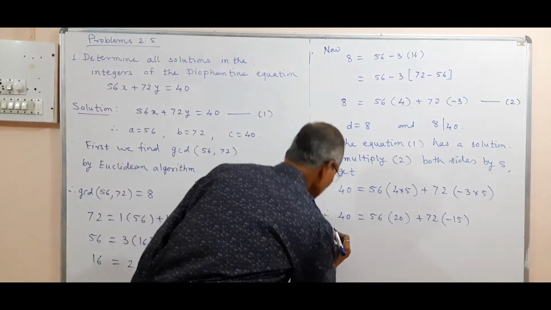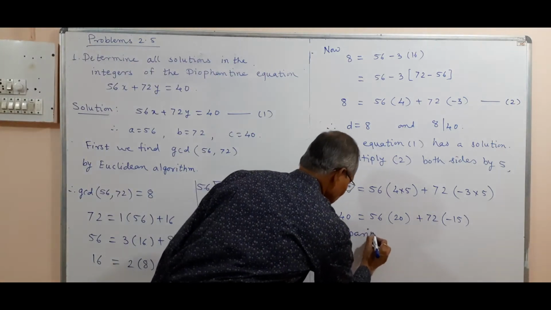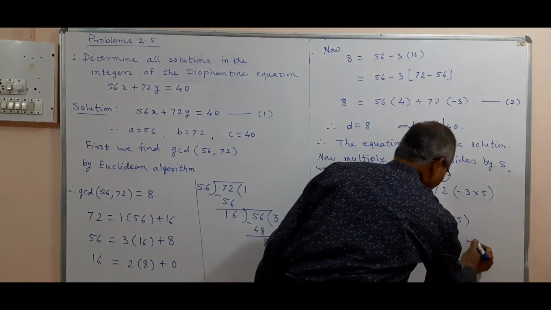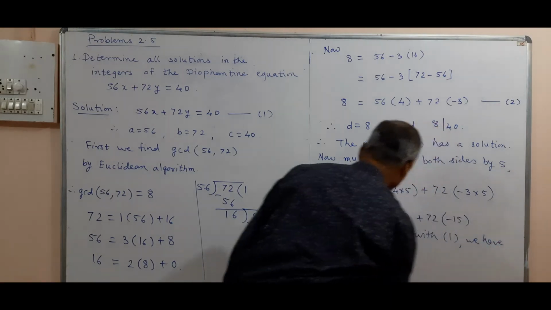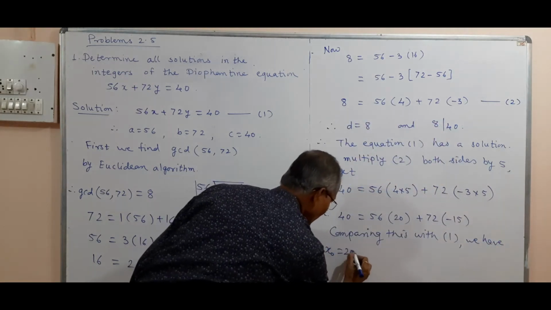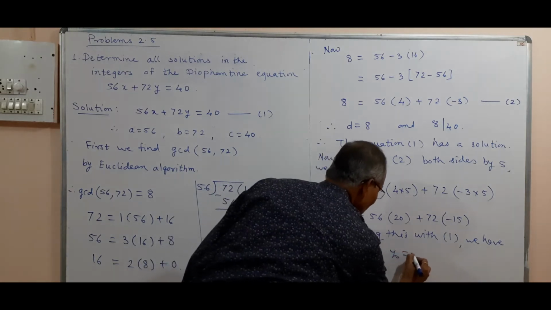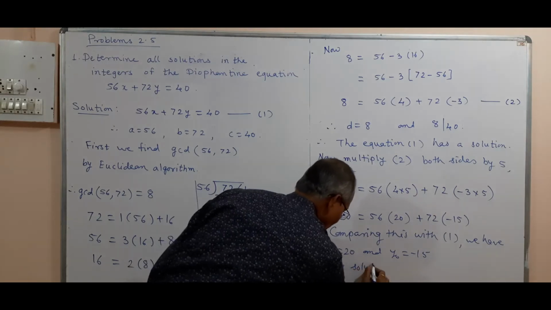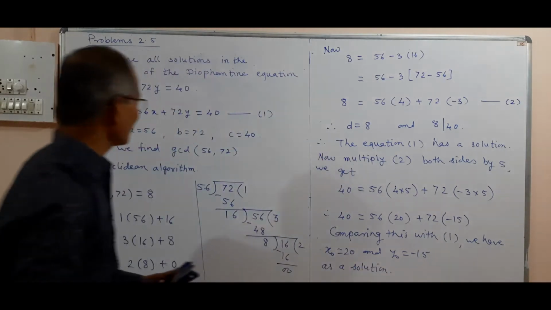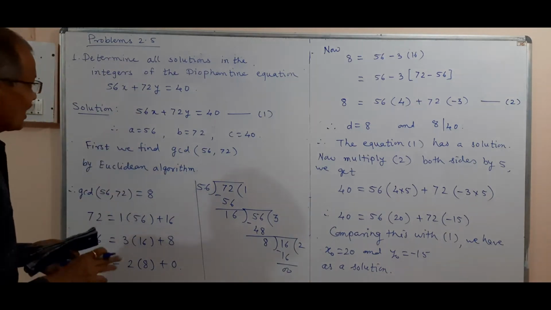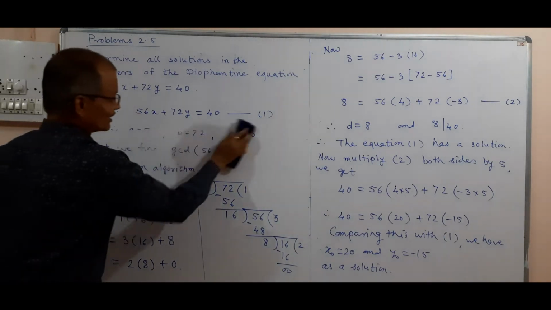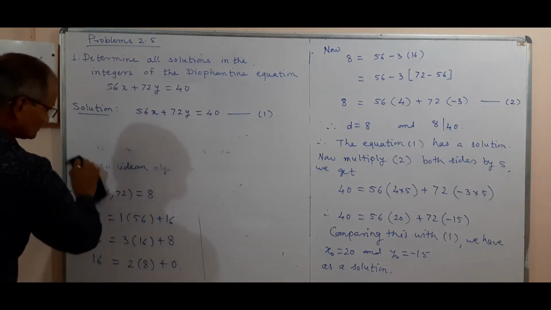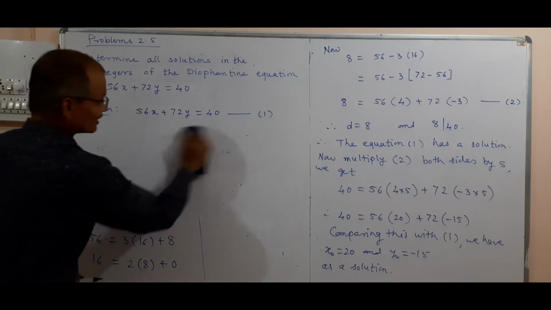And comparing this with 1, we have x naught is equal to 20 and y naught is equal to minus 15 as a solution. So this is a solution of equation 1. You can verify by putting the values. And now all remaining solutions are obtained by theorem 9, the last theorem we have studied.